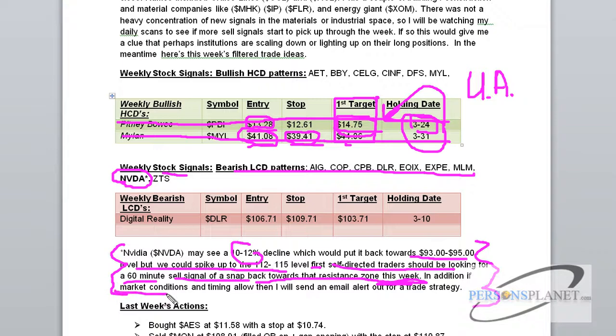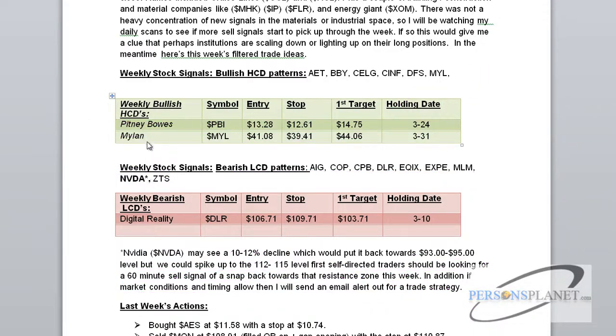So if market conditions and timing allow, then I'll send an email alert out for a trade. So let's review Pitney Bowes real quick, and let's review Milan, Digital Realty, and NVIDIA.